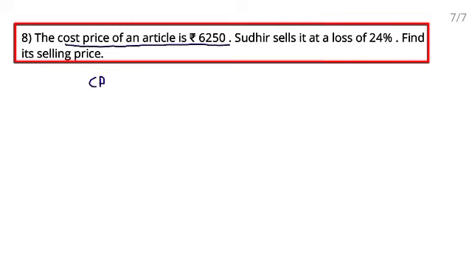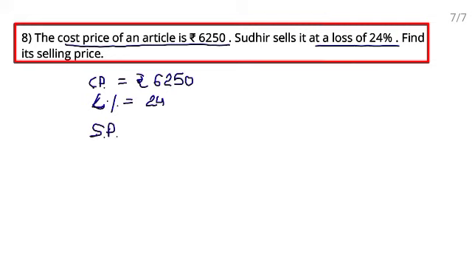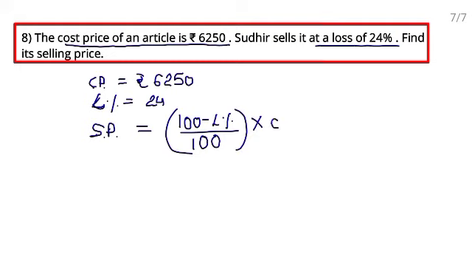Next question, question number 8. The cost price of an article is this. Cost price they have given, which is rupees 6,250. Sudhir sells it at a loss of this. Loss percent they have given 24. Okay, loss percent is 24. Find the selling price. You know the formula of selling price. If cost price and loss percent is given, selling price is equals to 100 minus loss percent upon 100 multiply CP, cost price.